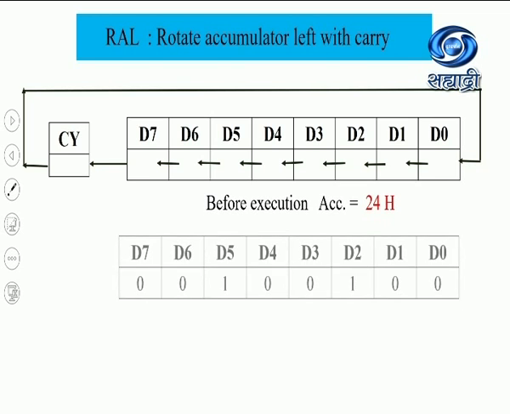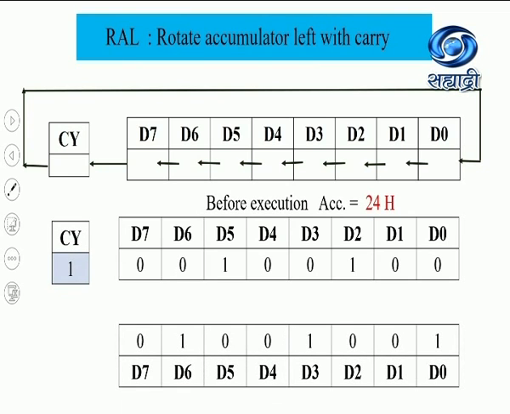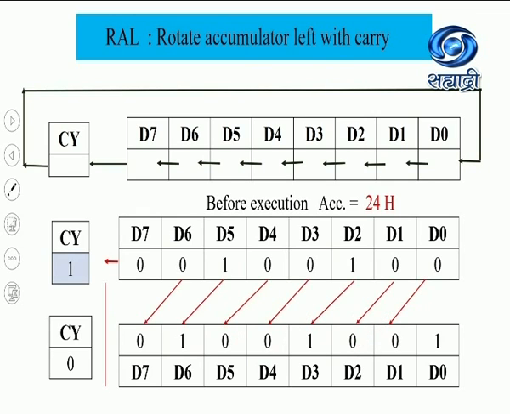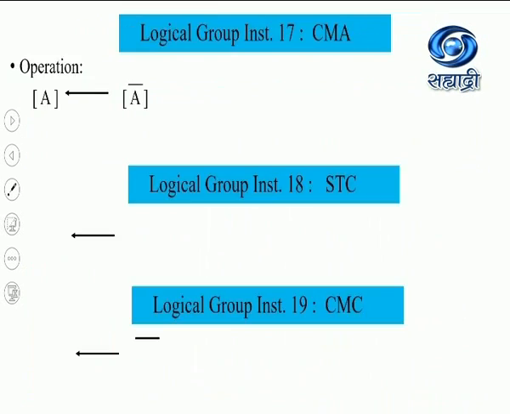Before execution, accumulator contains suppose 24 and carry is 1. When microprocessor executes RAL, it will rotate data to left. Bit at D0 position comes at D1 position and so on. Now D7 goes to carry. The initial carry is stored at D0 position and after execution contents of accumulator becomes 49.